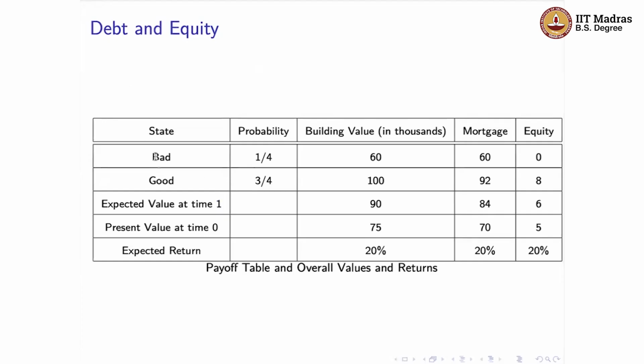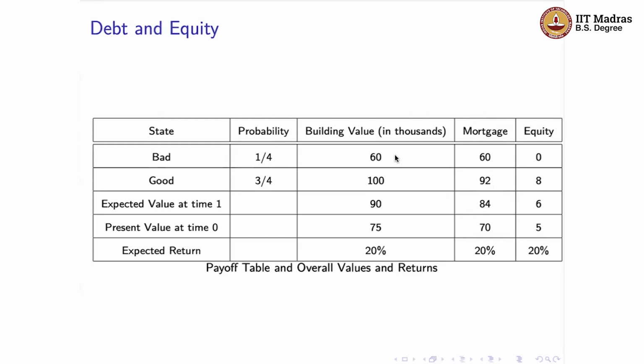So you have here basically the states, which are the bad and the good, and this happens with probability 1/4 and 3/4. We know that's the building value of the different states. So it's 60,000 and 100,000. And we know how this is divided to the person who had extended the loan, right? So this whole 60,000 is going to go to that creditor in the bad state, and the equity owner gets nothing. And out of the 100,000, 92,000 is going to go to the creditor, and 8,000 is going to go to the equity holder, right?